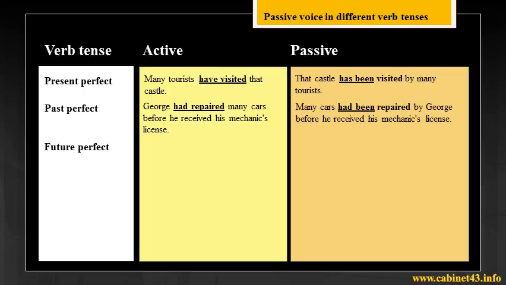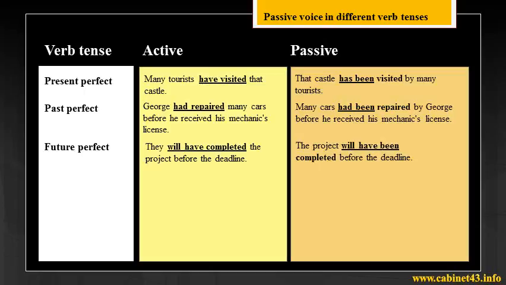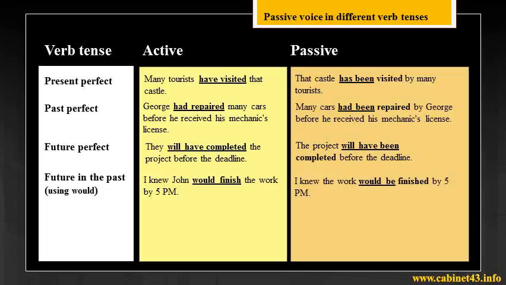Future perfect. They will have completed the project before the deadline. The project will have been completed before the deadline. Future in the past, using would. I knew John would finish the work by 5 p.m. I knew the work would be finished by 5 p.m.